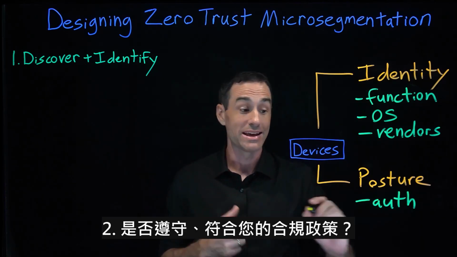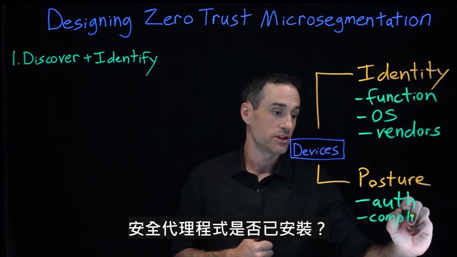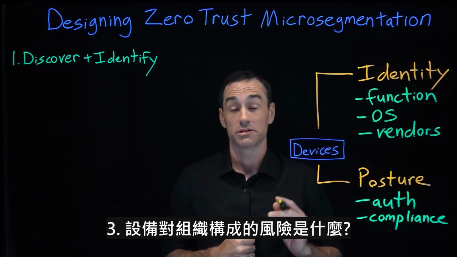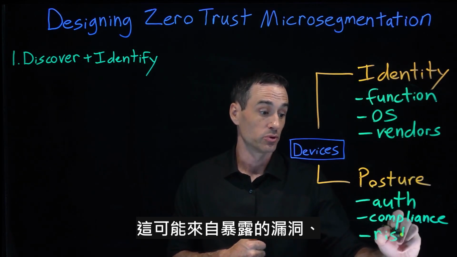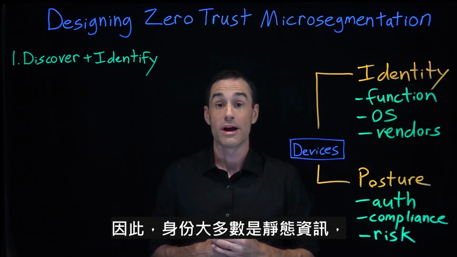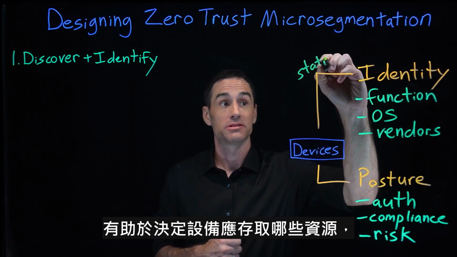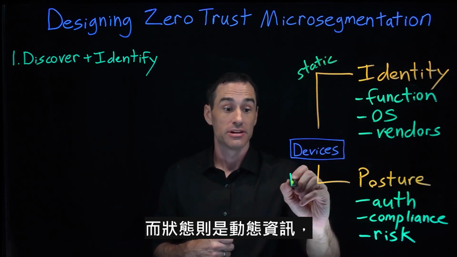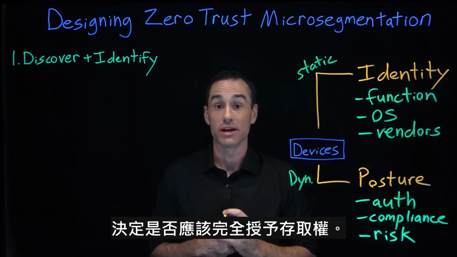Next is whether or not it adheres to your compliance policies. Are your security agents installed? Are all your patches applied? Lastly is the risk the device poses to the organization. This can be from exposed vulnerabilities, malicious behavior, or threat detections. So whereas identity is the mostly static information that helps decide what resources a device should access, posture is the dynamic information which decides if that access should even be granted at all.